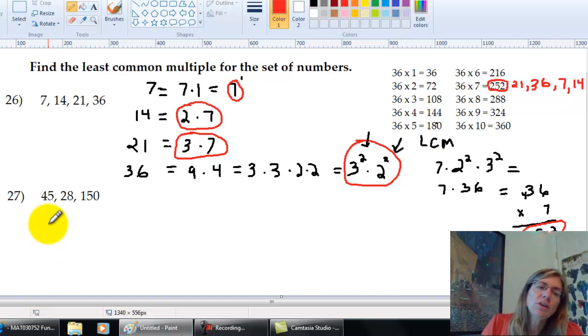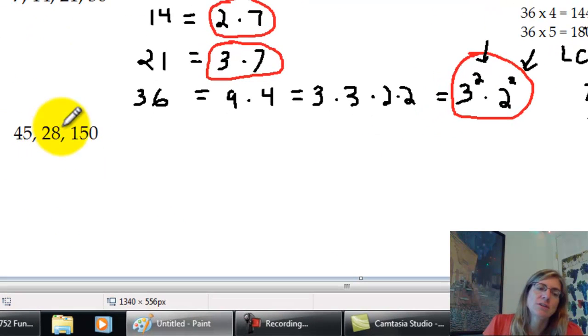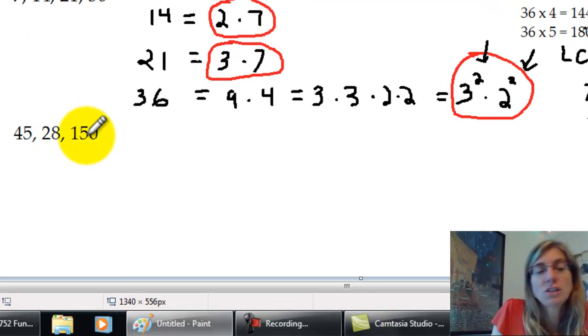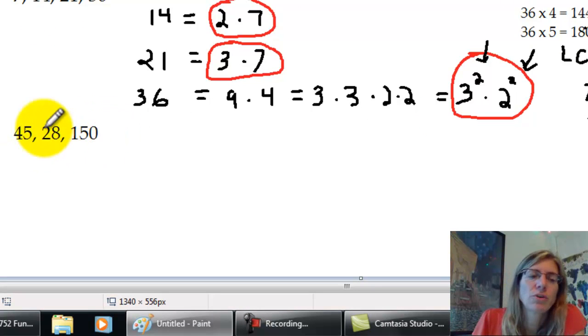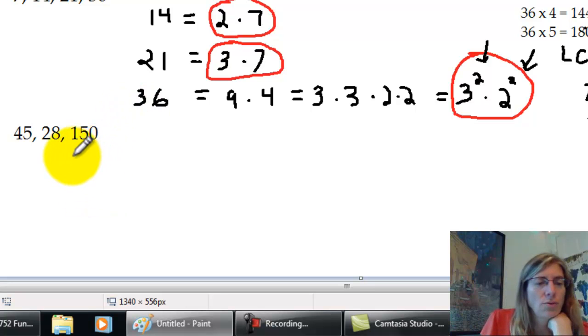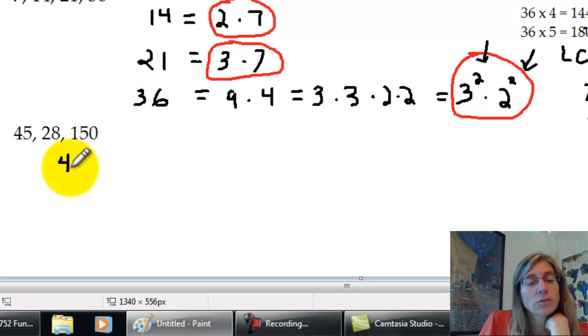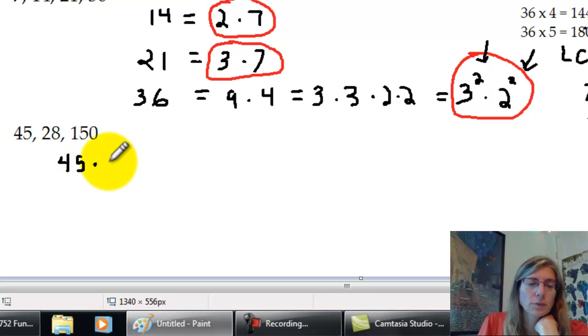Okay, now I'm just going to look at the prime factorizations of these numbers. I am not listing the multiples of 150. I started to do it, and you have to go really high before you're finding the common multiple. Alright, so 45. These are larger numbers, but still, they break apart pretty easily.